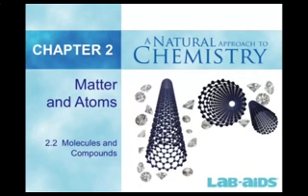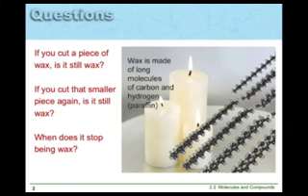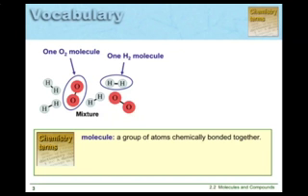All right, class, we're going to continue our study in Chapter 2 about matter and atoms by looking at molecules and compounds. Now think about this. Let's say you have a piece of wax. If I cut it in half, is that half still wax? How about if I cut it in half and half and half and half again? Is it still wax? The question is, when does it stop being wax? When is only part of it wax and the other part is something else? Well, what we need to take a look at is what really makes up a molecule of a compound.